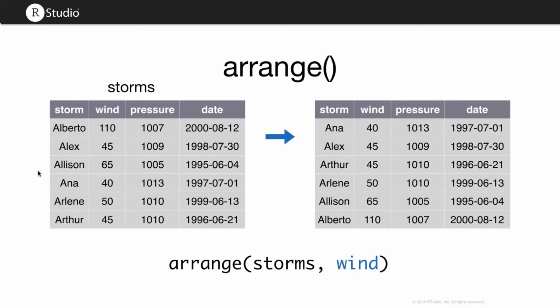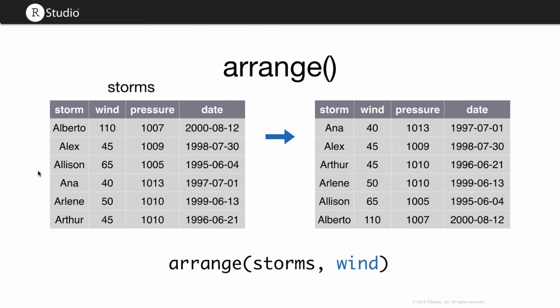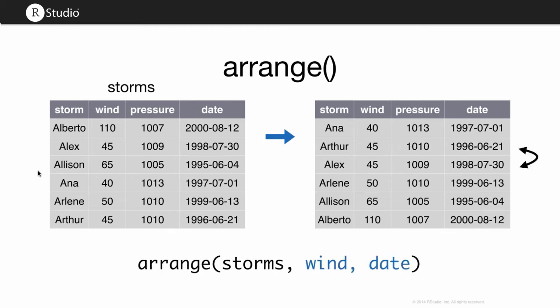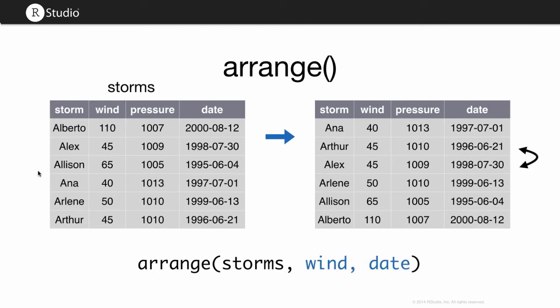If you give arrange 1 variable, it will arrange based on that variable, and ties will just occur in the order they appear in the data frame. But if you give it a 2nd or 3rd variable, arrange will use that variable as a tiebreaker within rows that have the same value of preceding variables. So you can see here that by adding date as a tiebreaker, the order of Alex and Arthur changes. Even though Alex and Arthur both had a wind speed of 45, the date of Arthur comes before the date of Alex.